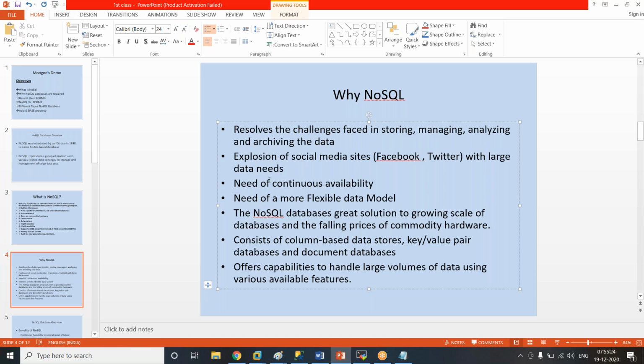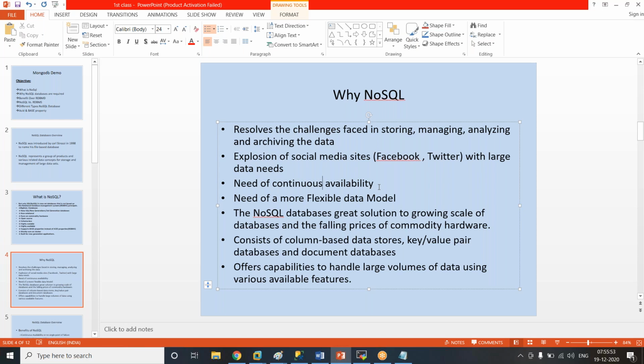Come back to the discussion. Explosion of social media data. Facebook, Twitter, with large data sets definitely need MongoDB or NoSQL, whatever it is. So you definitely go to the MongoDB side or NoSQL side to deal with the actual data. Next, need of continuous availability. All social media platforms need continuous availability. If not, someone else will build their own social media and give the availability, and all people will migrate there.